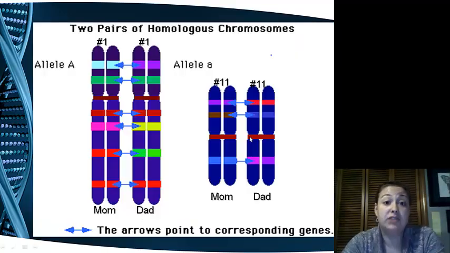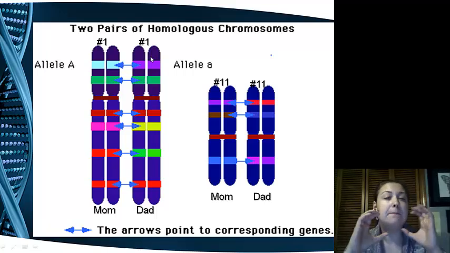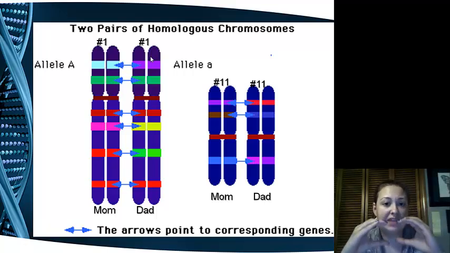Again, looking at homologous chromosomes. I have a number 1 from mom, and I have a number 1 from dad. These 2 together are homologous chromosomes. They're look-alike. This gene right here on both of them may be hair color. This gene right here may be eye color. Now, that does not mean that the chromosome you got from mom has to be the same hair color as the one you got from dad.